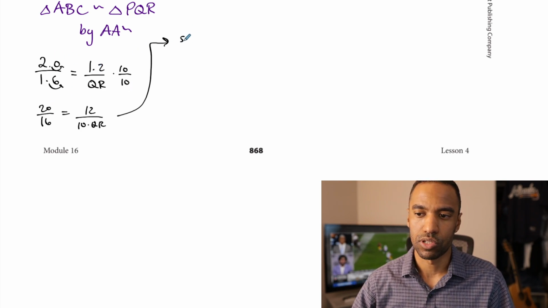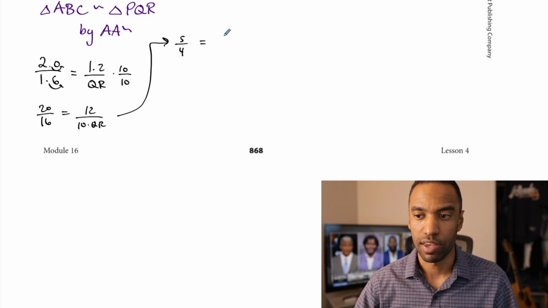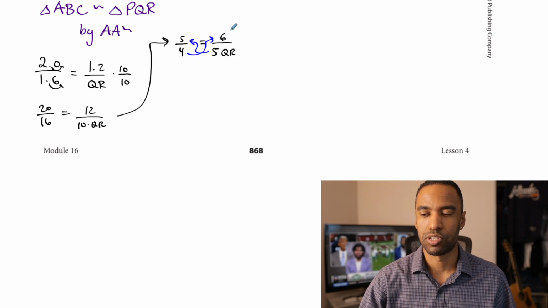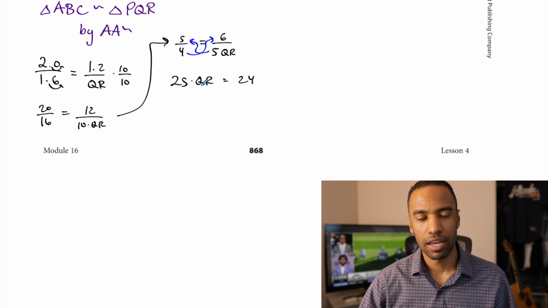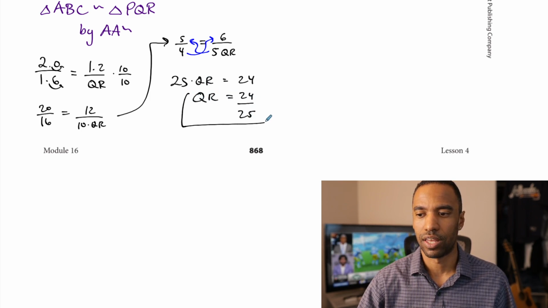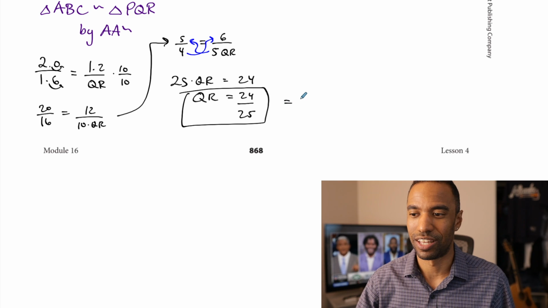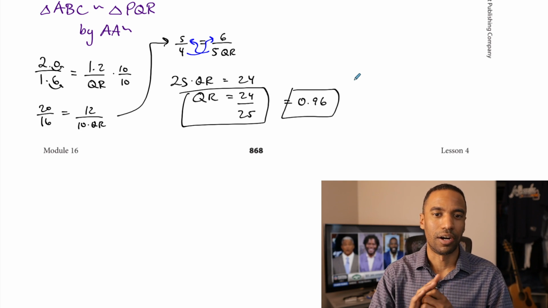20/16 reduces to 5/4 if we divide by 4. 12/10 actually reduces to 6/5. That's nice. I can do 6 over 5 times QR. All right, cross multiply time. 4 times 6 and 5 times 5 QR. So 25 times QR equals 24. If we divide both sides by 25, we will get QR equals 24/25. You want that decimal? If you get that on a test, you get 96%. So that's 0.96 as an actual length right there. That is the length of QR. We're set.